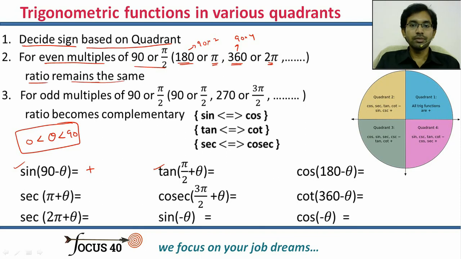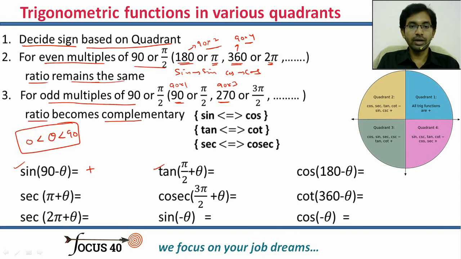So actually, for even multiples of 90, the ratio remains the same. Sine will be sine only and cos will be cos only; it won't change. And for odd multiples of 90, that is 90 or 270, so these are the odd multiples, 90 into 1 and 90 into 3, so our pi by 2 or 3 pi by 2, the ratio becomes complementary.